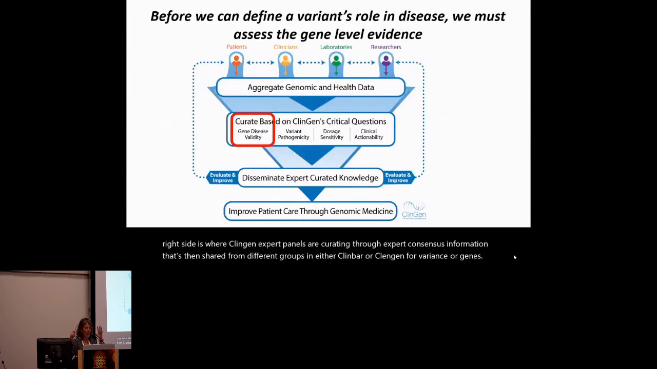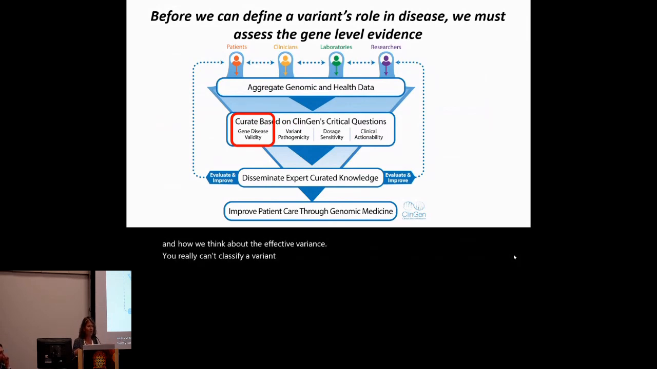Even though the main focus and interest of this group, I know, is in variant classification and how we think about the effect of variants, you really can't classify a variant until you understand the role that that gene has in disease or not. And so we generally start with the question of gene disease validity. Before I classify a variant, I can't call it pathogenic if I haven't established that gene's role in disease.